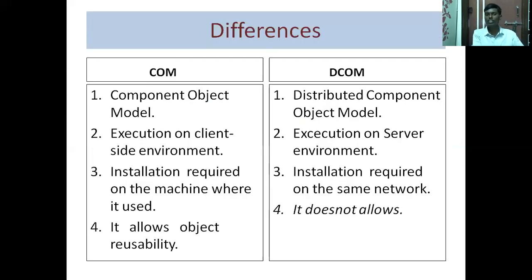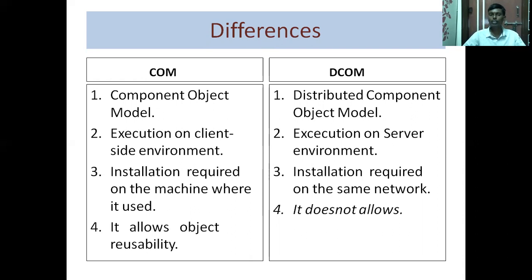Coming to the difference between the component object model and DCOM. First of all, the first point is about the abbreviation: COM abbreviates as component object model and DCOM is distributed component object model. Second, COM executes on the client-side environment, while DCOM executes on the server environment. As I said before, DCOM is mainly for distributed applications. COM is in the client-side environment, which is in favor of the client. DCOM is in favor of the server.